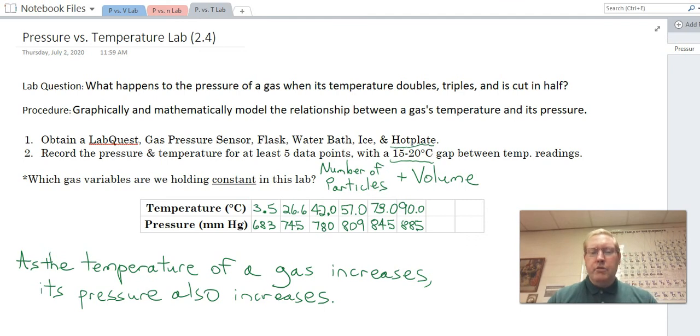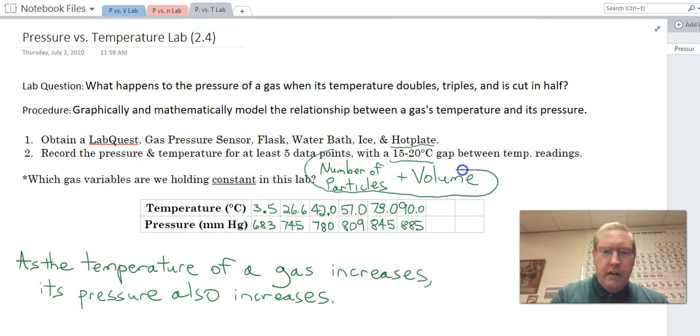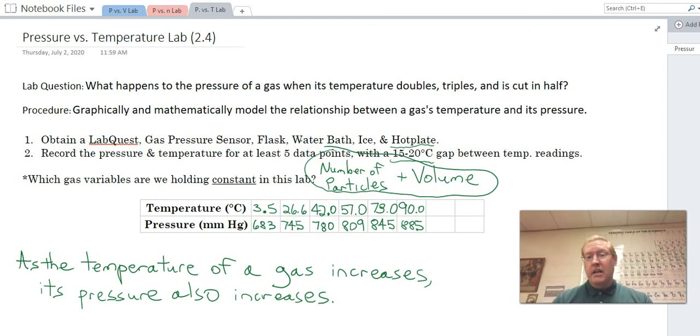Of course, we again have to remind ourselves that relationship only holds when we hold the other variables, number of particles and volume, constant. If we keep volume and number of particles the same as we did in this lab, then yes, increasing a gas's temperature does increase its pressure.